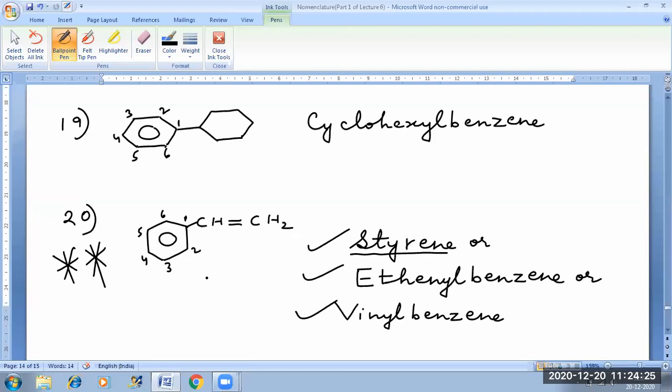Styrene, also called ethenyl benzene or vinyl benzene. I told you last time this group is called ethenyl when this is a substituent. You call it ethenyl or you call it vinyl.